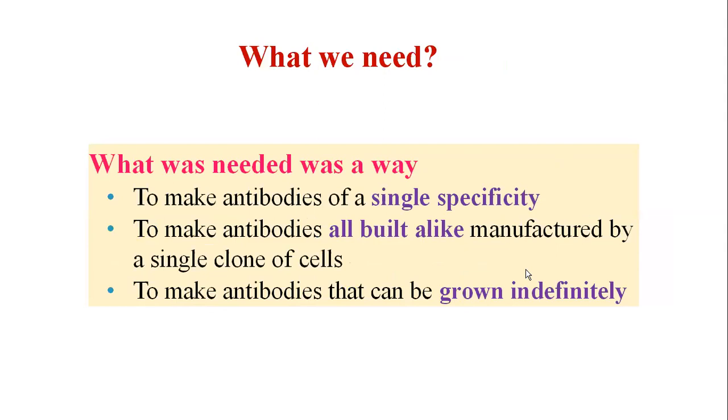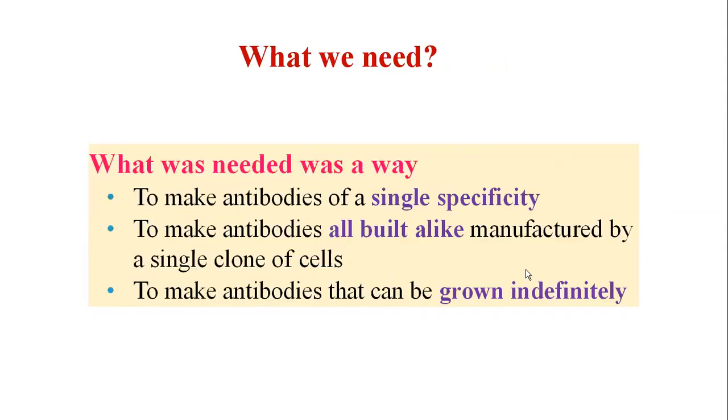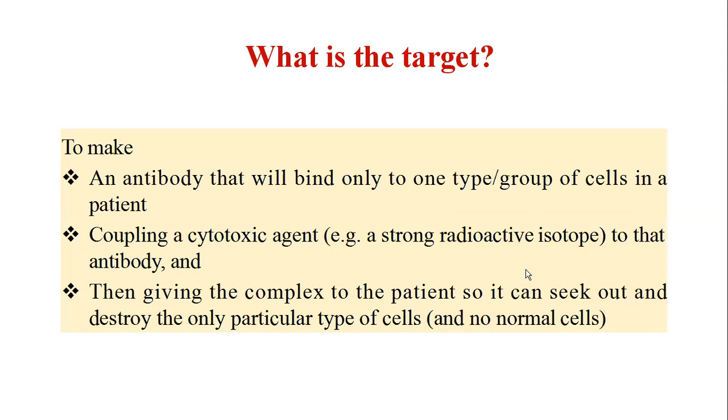So we need something. What are the needs? The needs are to make antibodies of a single specificity, meaning a particular antibody will identify a particular epitope of a particular antigen; to make antibodies all built alike, manufactured by a single clone of cells; and to make antibodies that can be grown indefinitely. These are the needs. And on the basis of our needs, we have set some targets.